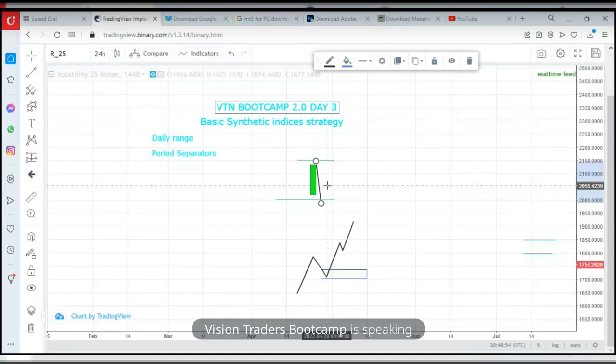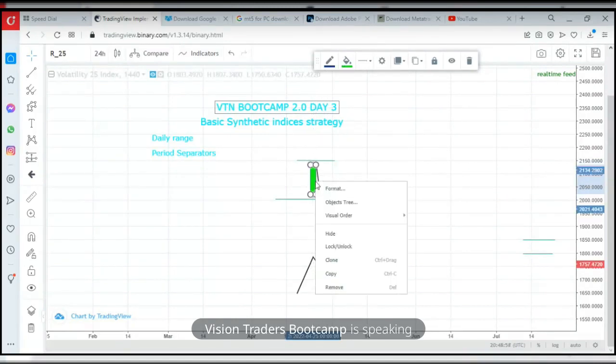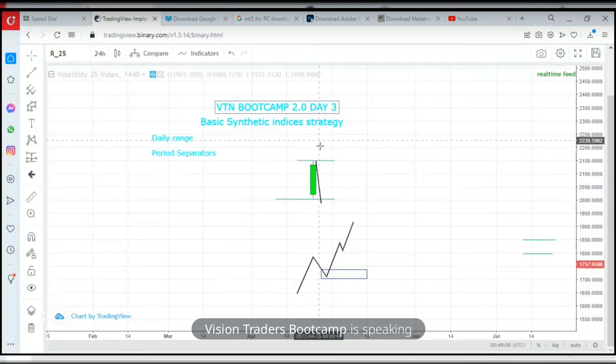Same thing if this guy was bearish. Let's say for example we have something like this again. That a bearish candle.